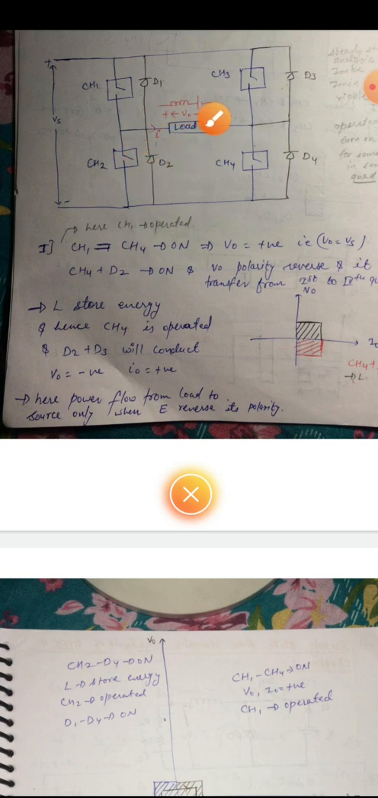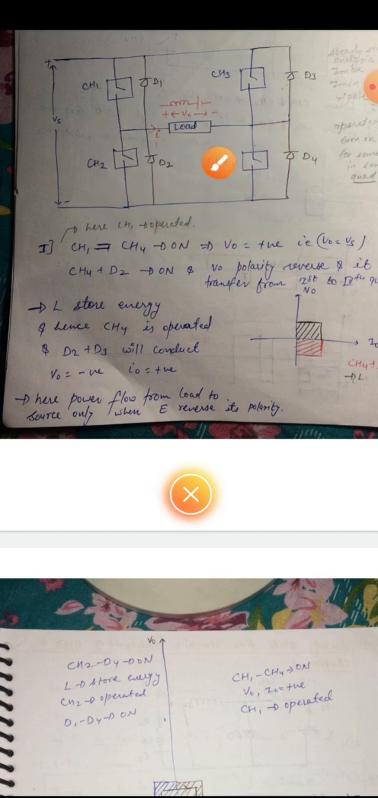It is making the inductor charge. The motor is having some back EMF, and that back EMF helps when CH2 and D4 are on. When CH2 is on, the current is flowing in this way. So the inductor is getting charged, plus here and minus here.